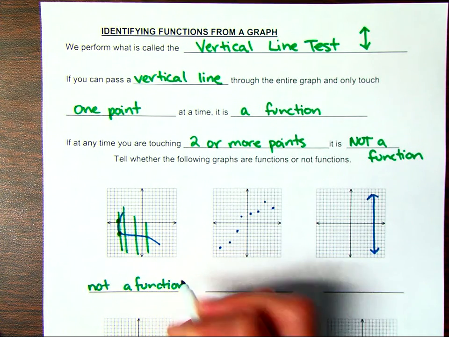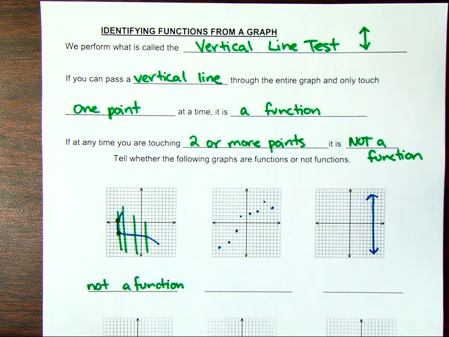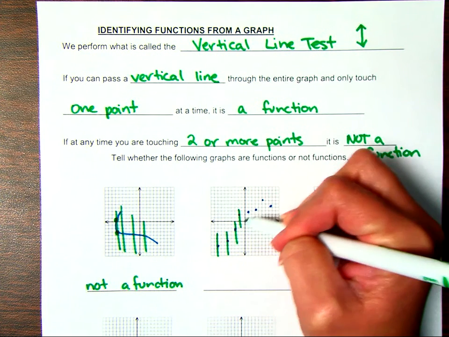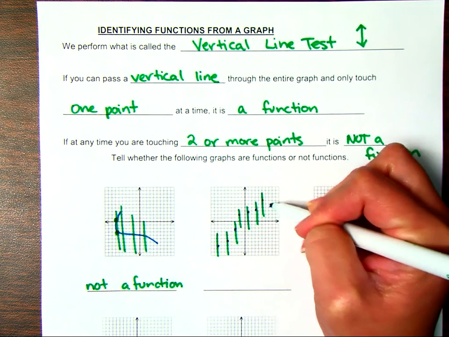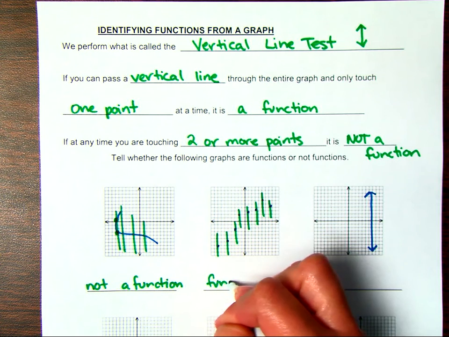So in the class copy of notes, if your picture is a little bit different, that's why. If I were to draw these vertical green lines going through these dots, those are all vertical lines. They've only touched one point at a time, so this one is a function.